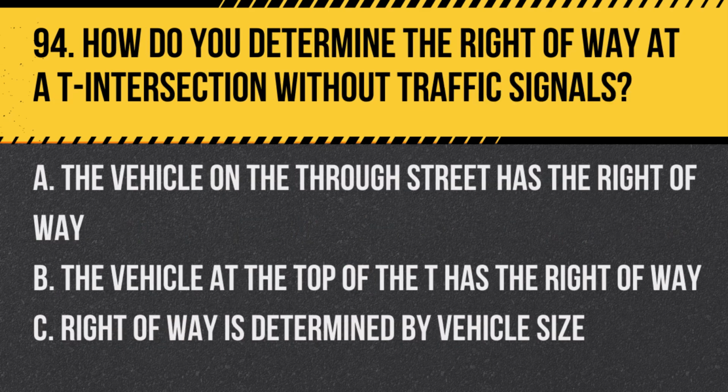Question 94. How do you determine the right of way at a T intersection without traffic signals? A. The vehicle on the through street has the right of way. B. The vehicle at the top of the T has the right of way. C. Right of way is determined by vehicle size. Answer A. The vehicle on the through street has the right of way. Vehicles on the terminating street must yield.